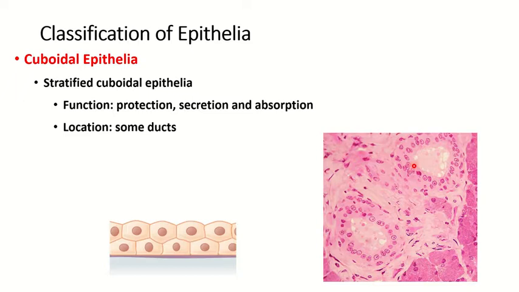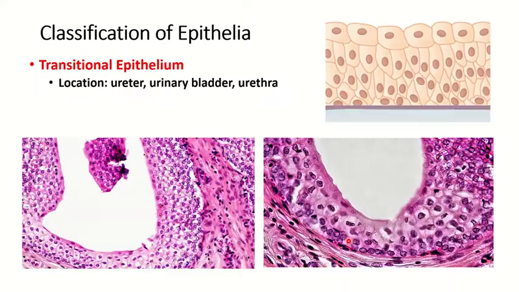So it's not perfect because of the way they cut it, but you can still see two different layers here. Or in this area, you can see different layers, this area. Transitional is going from one shape to another shape. So this is when the area is relaxed, and this is usually seen in the urinary tract, not in the kidneys. You see it in the ureter, urinary bladder, and urethra.